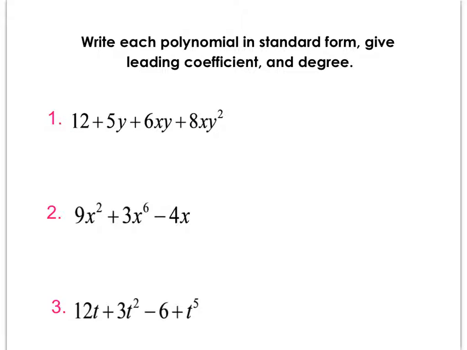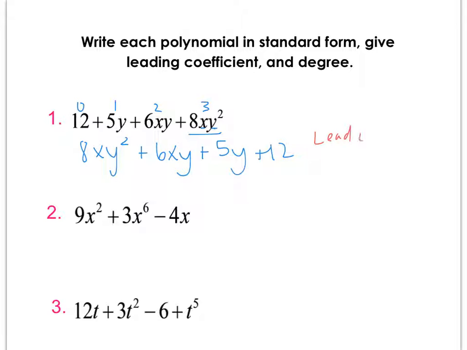So to get practice with writing each polynomial in standard form, giving the leading coefficient and degree, let's go through 3 examples. So here in number 1, I know the largest degree here will be 3 if I add up the x and the y squared. So I'll write 8xy squared plus 6xy would come second because that has a degree of 2. And then plus 5y plus 12. Leading coefficient would be 8, and then the degree would be 3. So we have this in standard form, identified a couple key points.